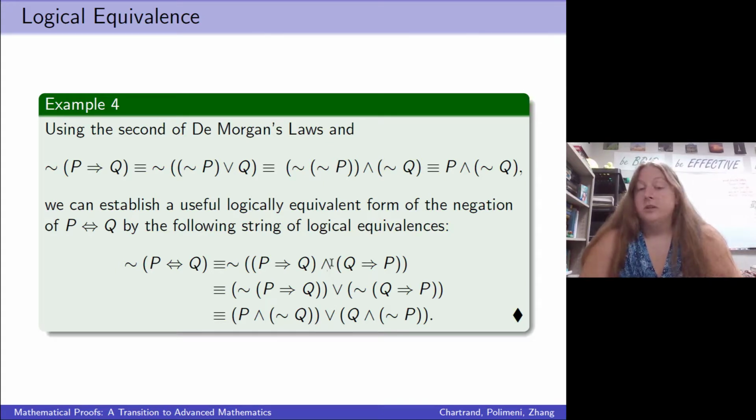Now we can apply De Morgan's law, and we can put a not with both of these implications and change our conjunction here into a disjunction. So I have not (P implies Q) or not (Q implies P). Now both of these look like exactly what we did before, so I know that not (P implies Q) is equivalent to P and not Q from the work that we did in the previous example. And similarly, not (Q implies P) is equivalent to Q and not P. So I have P and not Q, or Q and not P.